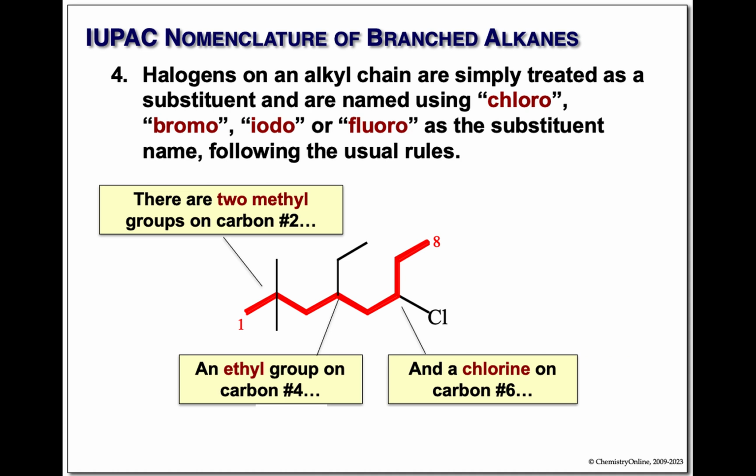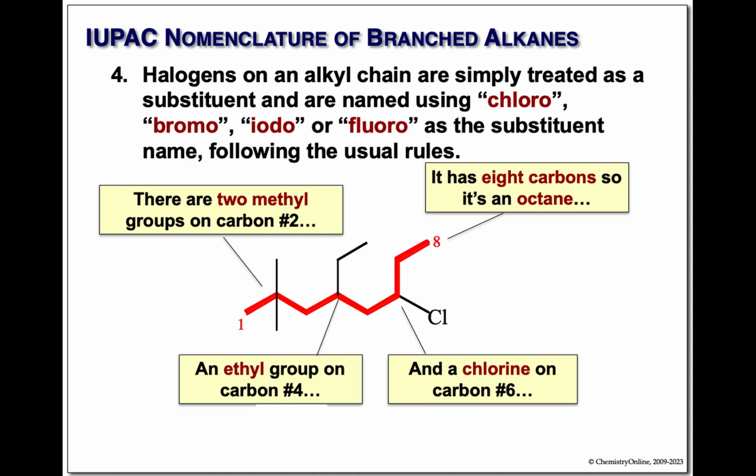Again, it's 8 long, so it's an octane. Now, putting it all together, chlorine is going to come first alphabetically, so we're going to start off with 6-chloro. Let's see, ethyl comes next alphabetically, so that's a 4-ethyl. Methyl comes next. We have 2 methyls on carbon 2. That's a 2,2-dimethyl. And finally, it's still an octane.